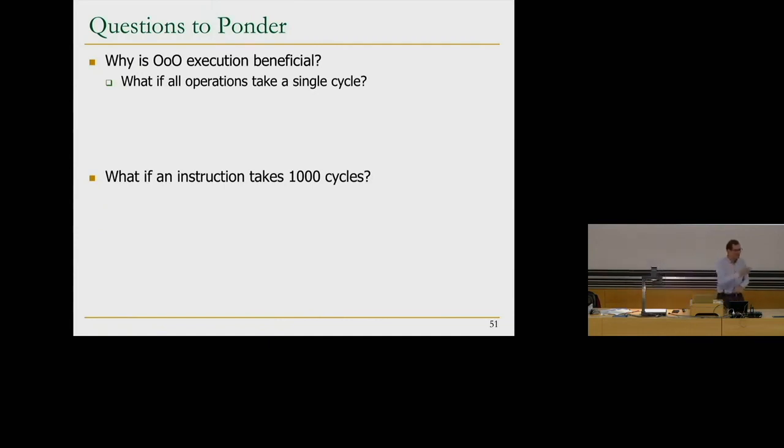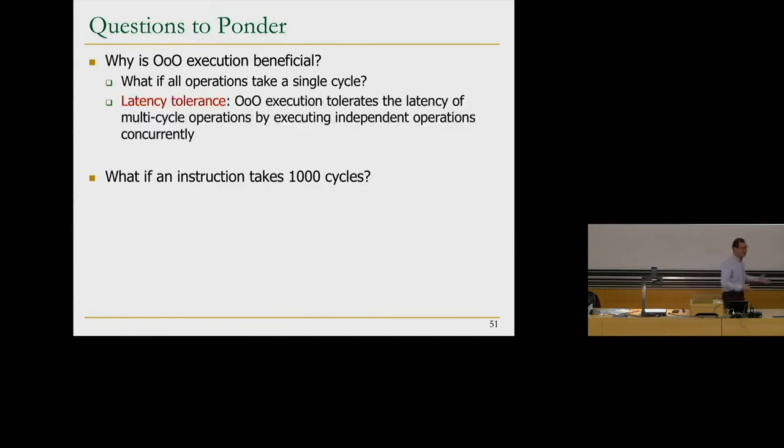Some people are saying no. No? Okay, and that's the right answer, actually. No, because there's no point. The instruction is going to produce the value in the next cycle, so you can actually bypass it to the next instruction. Basically, out-of-order execution is a way of dealing with long latencies. Another way of thinking about it is you basically tolerate the latency of multiple cycle operations by executing independent operations concurrently. If all of your instructions were a single cycle, there is no reason to do all of this.